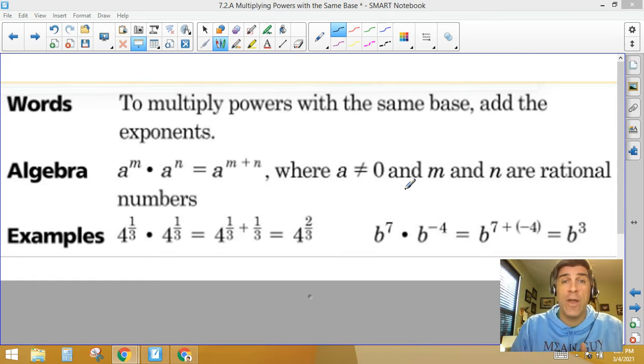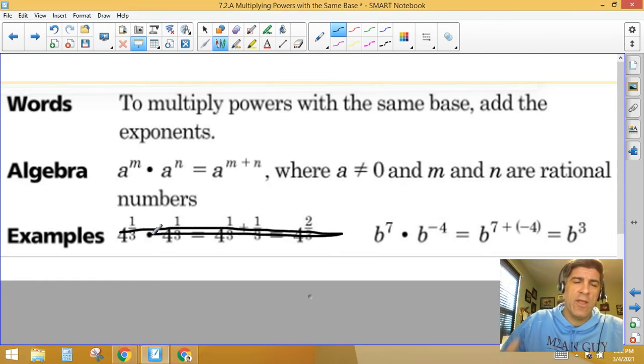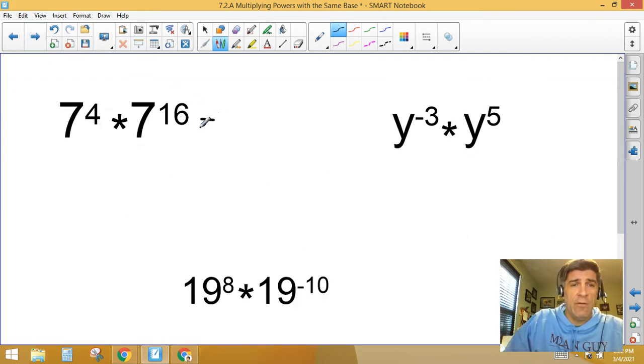The algebraic way to say this is a to the m times a to the n equals a to the m plus n. I know it sounds a little fast, but the base stays a. All right, I do not multiply the base together. I only add the exponents together. So let's not look at that fractional example yet. We'll get to that later on in this chapter. But if I take b to the 7th times b to the negative 4th, I add them together. All I do is I take this 7 and this negative 4, I add them and I get b to the 3rd power.